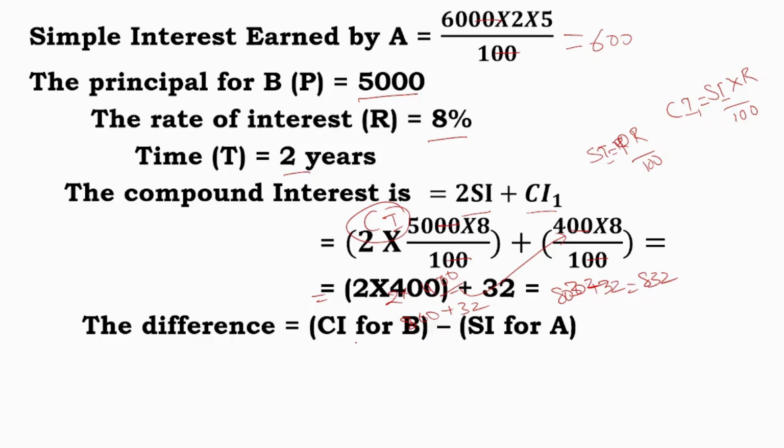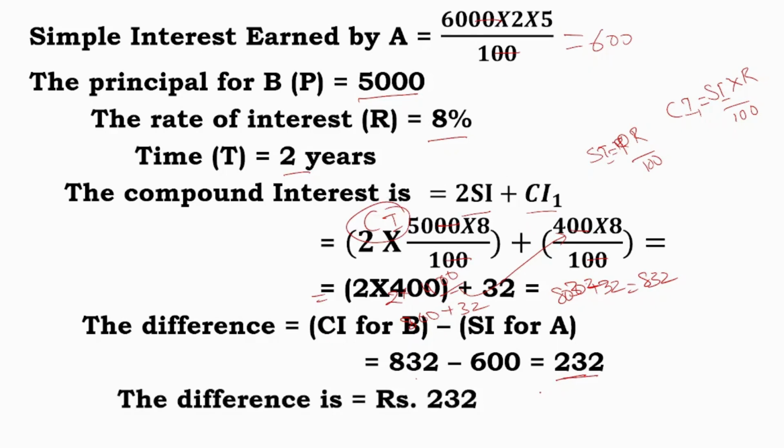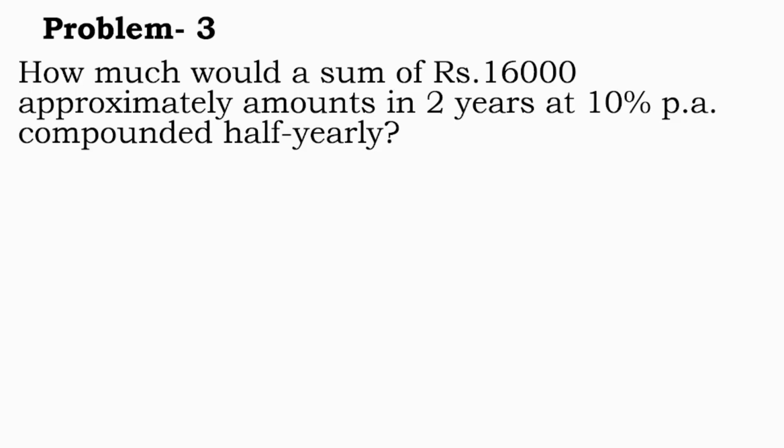So the difference between these interests, CI for B and SI for A, that is 832 minus 600. So the difference that you got between these A and B interests is 232 rupees. That is your answer.